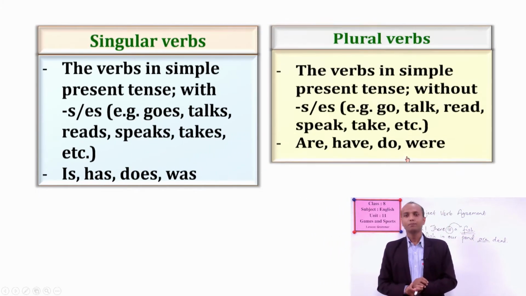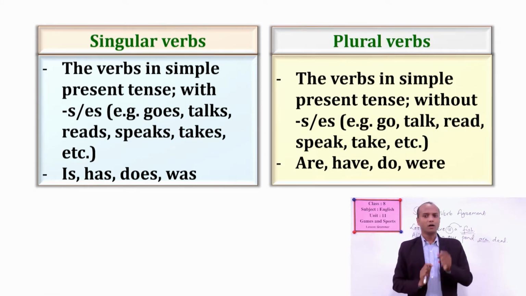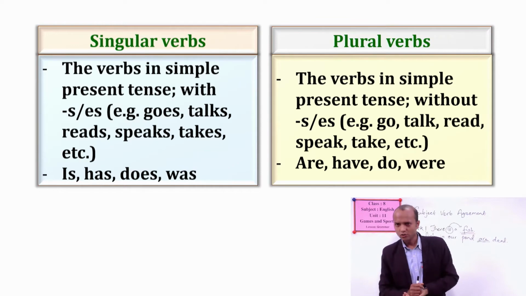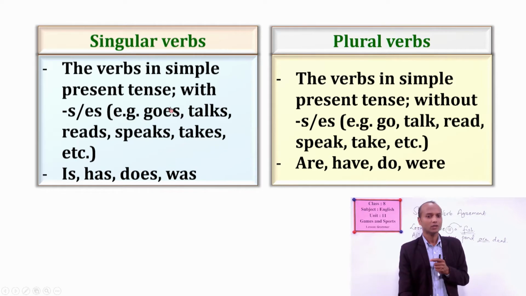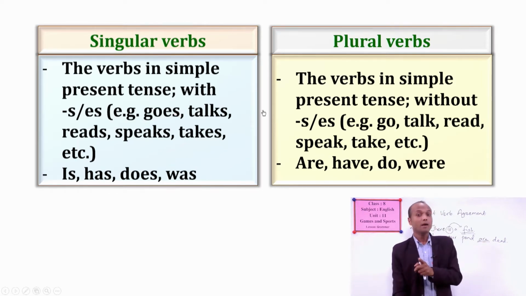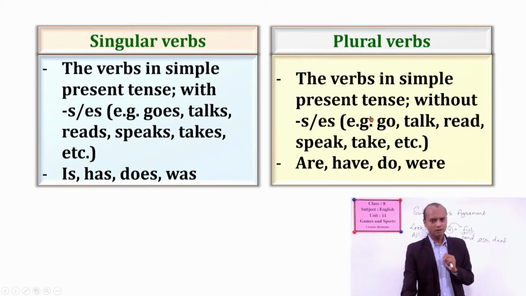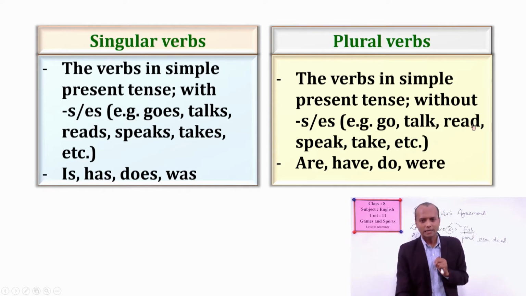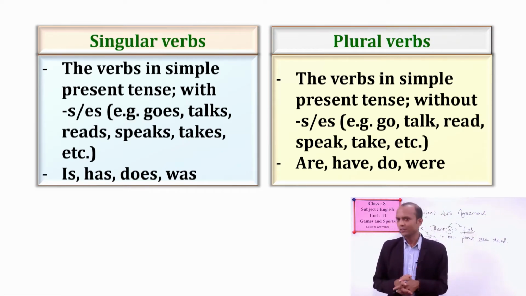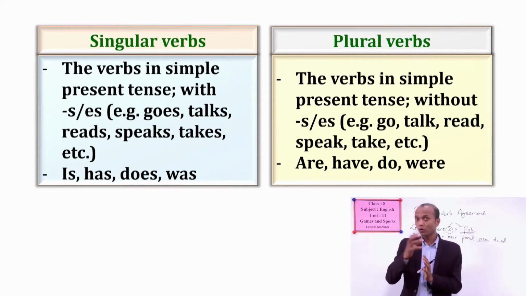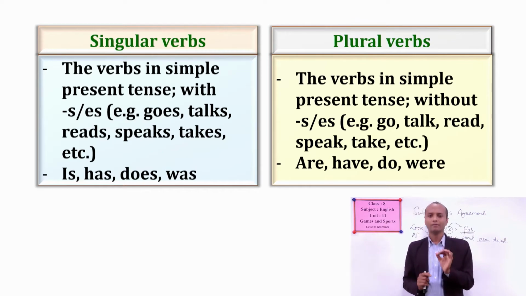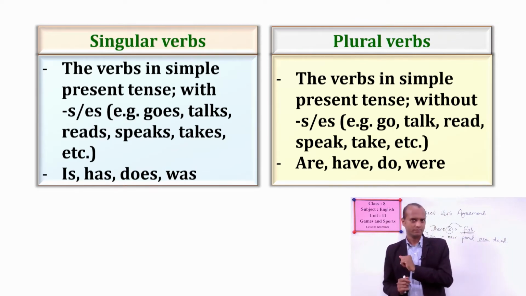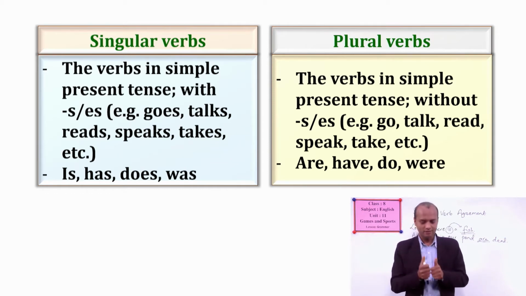Now, let's see plural verbs. The verbs in simple present tense without s or es. Look, here we had added s or es to the verbs, but now these are gone. Now here you can see only go, talk, read, speak, take, etc. More verbs can be added there. In addition to that, are is a plural verb, have, do, or were. Did you notice it? Yes, definitely. Very good.